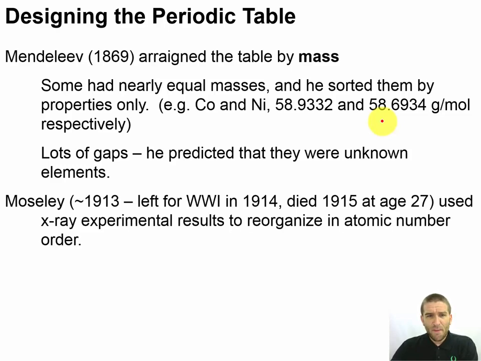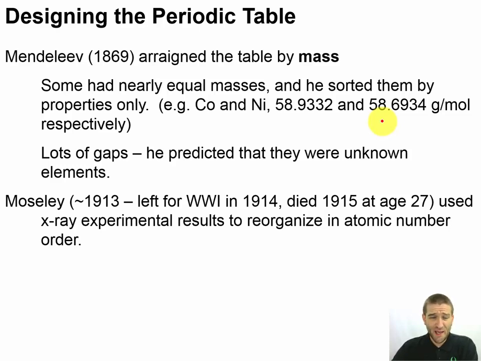Now, Moseley came along after Mendeleev, and he worked on the periodic table as well. But he reorganized it using atomic number in order. I also just thought I'd point out Moseley, he's a really cool guy, and probably would have been a major Nobel Prize winner if he had survived just a little bit longer.